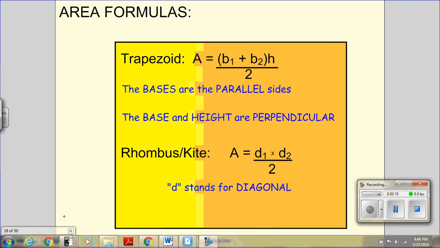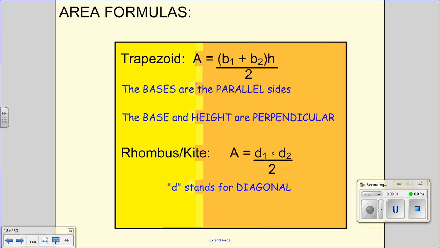For a trapezoid, the area is equal to the first base plus the second base, times height, divided by 2. If you recall, the bases are the parallel sides, and the base and the height must be perpendicular, just like it was on the triangle. And then we also need the area formula for the rhombus and the kite. Area is equal to diagonal 1 times diagonal 2 divided by 2.